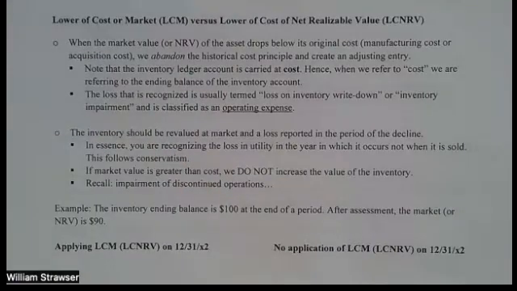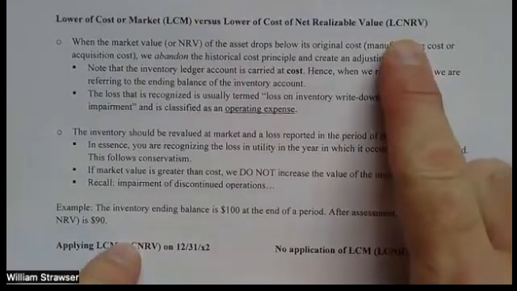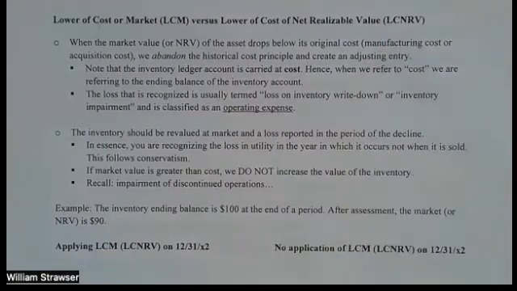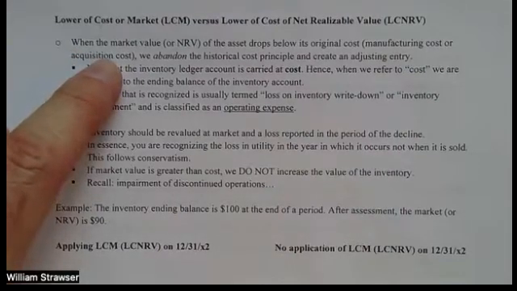Inventory impairments, lower of cost or market versus lower of cost or net realizable value. So overall, the big idea, whether we're dealing with LCM or LCNRV, which is a pretty common acronym for the two types of methods, is what we're trying to accomplish.